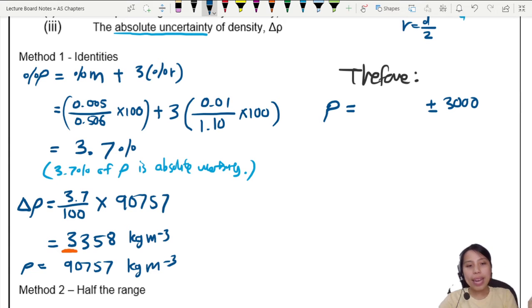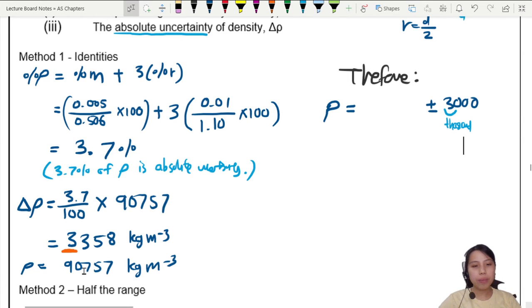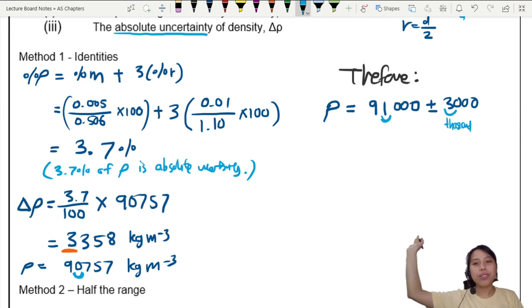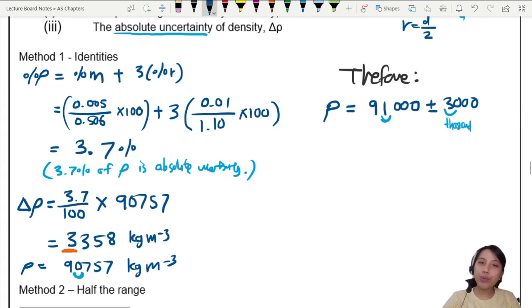Then your value must follow the placing of your uncertainty. So what placing is this? This placing is what we call the 1000 placing. Because it's 3000, I don't care about the 100 and the 10 and the digit, they don't have. So I look at the 1000 placing, which is my 0 here. So I need to round it off at that point. So my answer I'm going to write is 91000. Rounded off also to the 1000 placing. So after that, it's all 0000. Rounded already. Don't forget to write your unit, kilogram per meter cube.